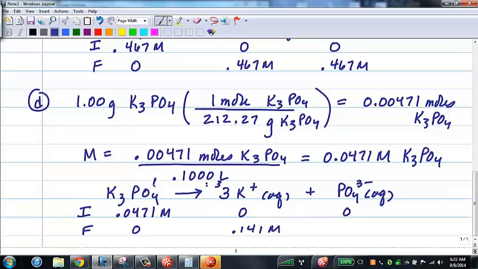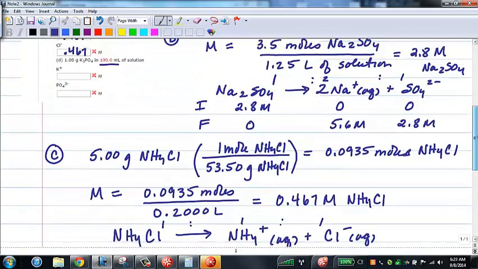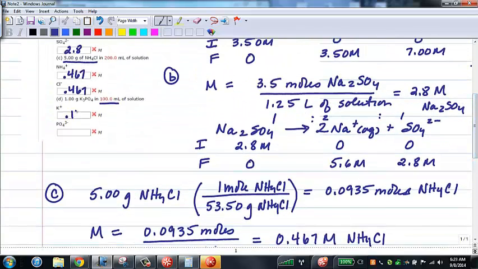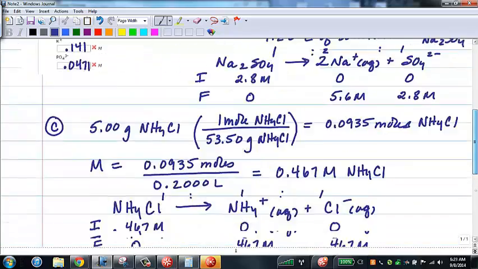And there's a 1:1 ratio between potassium phosphate and phosphate, so that concentration will be 0.0471 molar. So 0.141 for potassium and 0.0471 for phosphate.